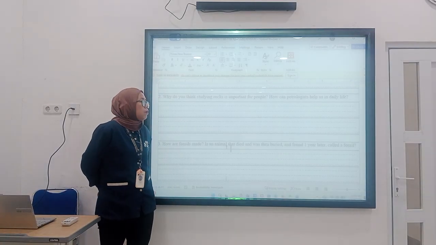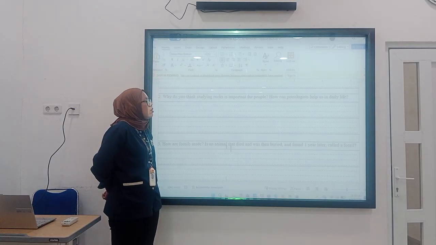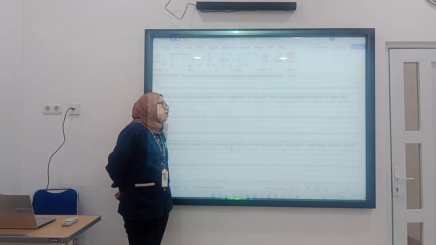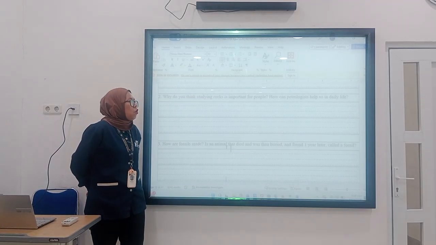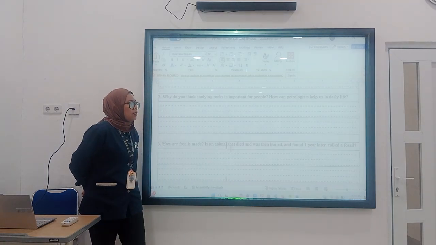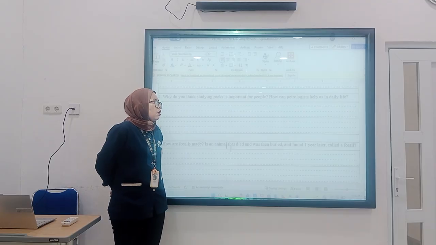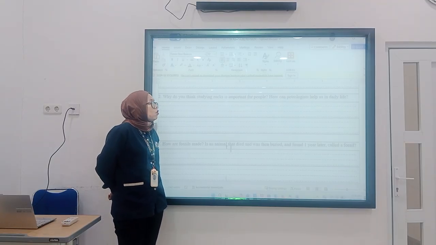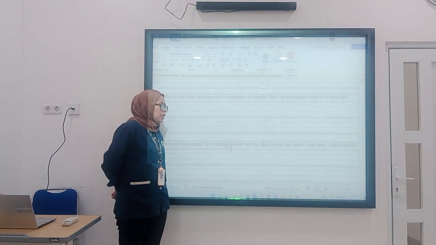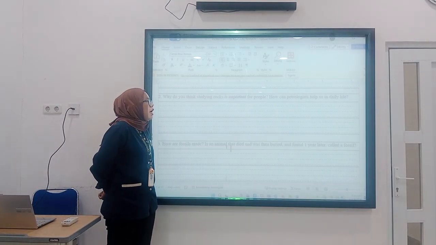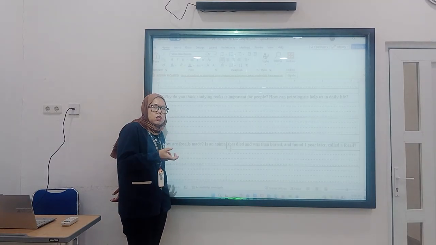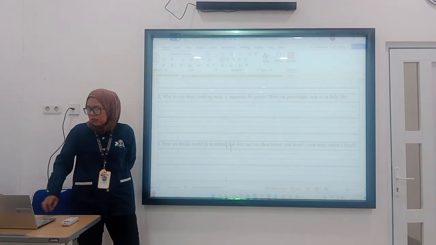How can petrologists help us in daily life? A petrologist is a scientist who analyzes rocks. They help us understand the earth and fossils. They also help us know more about the rocks and the natural resources we have in this world, and how to extract these natural resources to become something else.